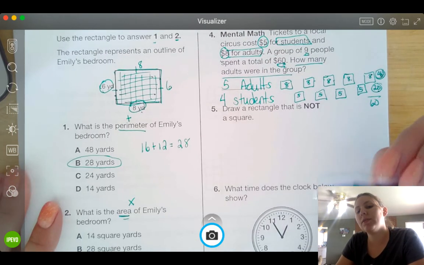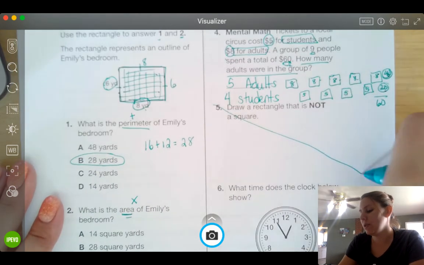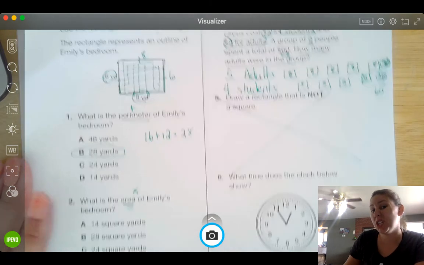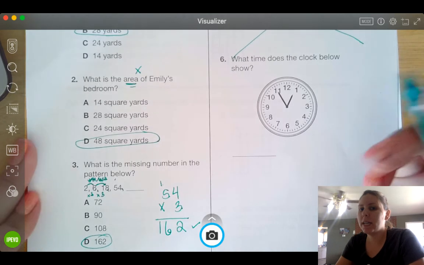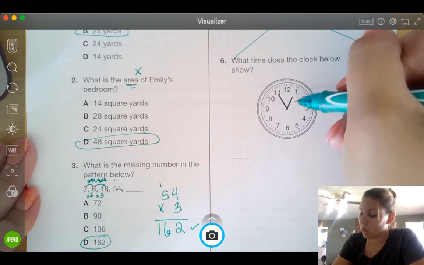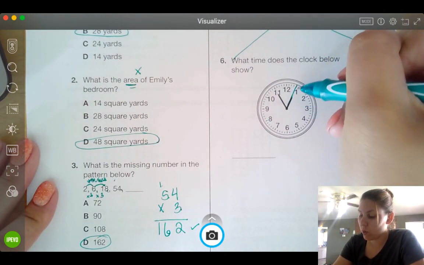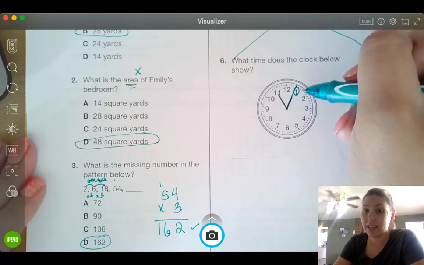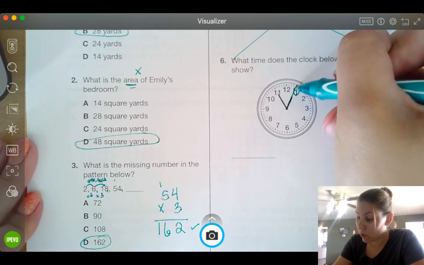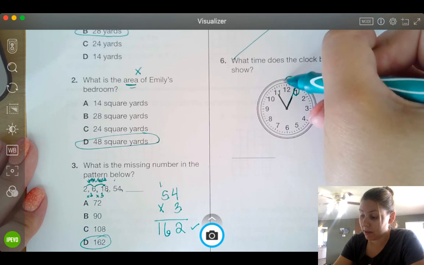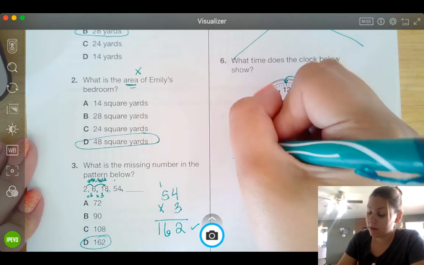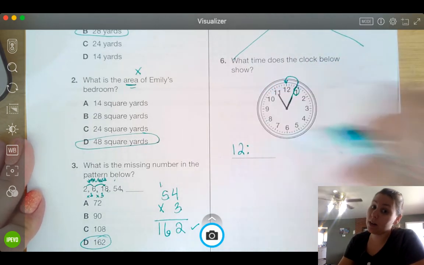Here it says draw a rectangle that's not a square. I'm not going to have you do this one on your computer because it's hard to draw shapes on the computer. What time does the clock below show? Well, the hour hand is right here before the 1. So it's not 1 o'clock yet. It's before the 1. So I know it's still 12 o'clock. It's almost 1, but not quite.